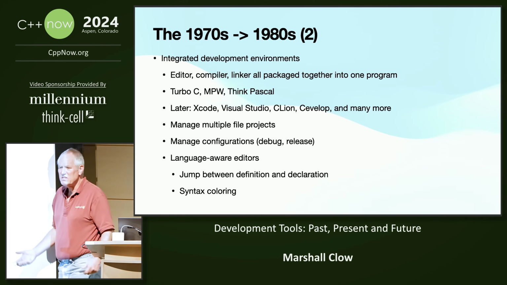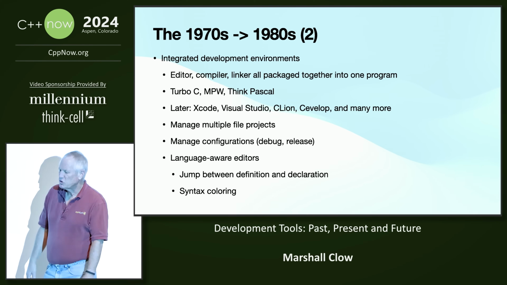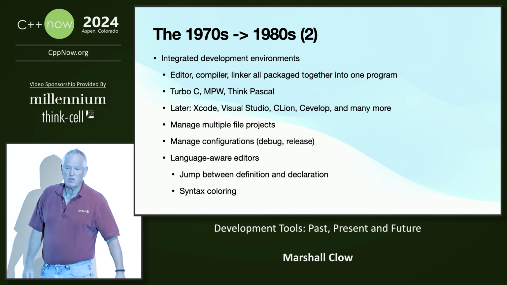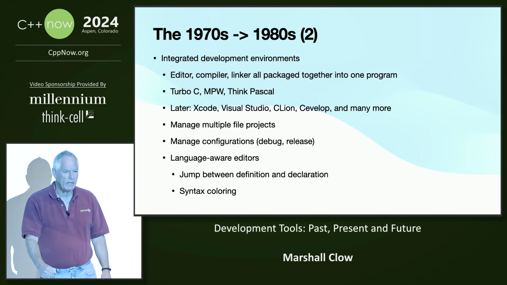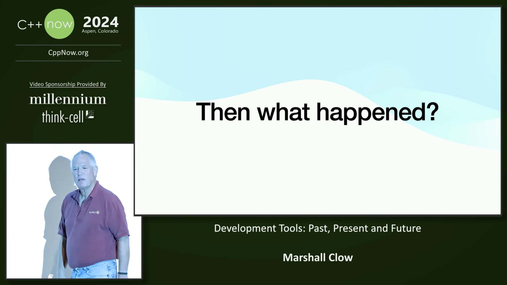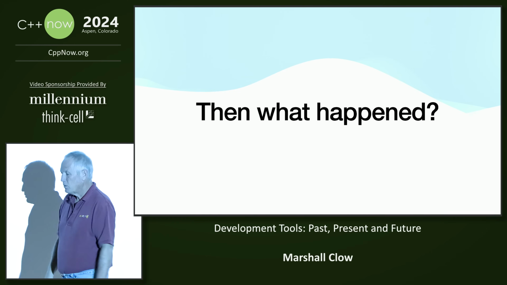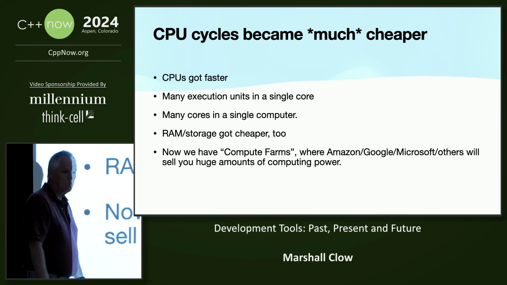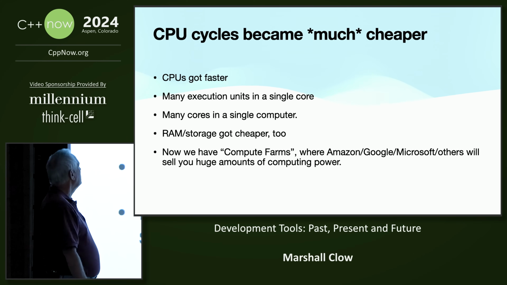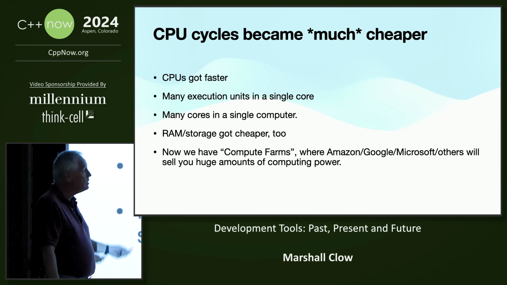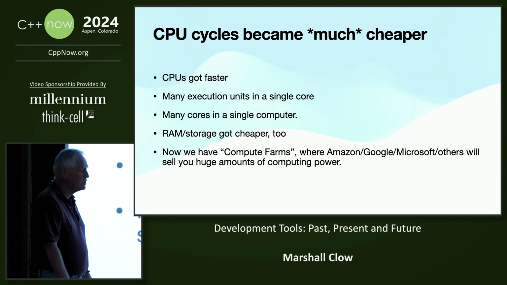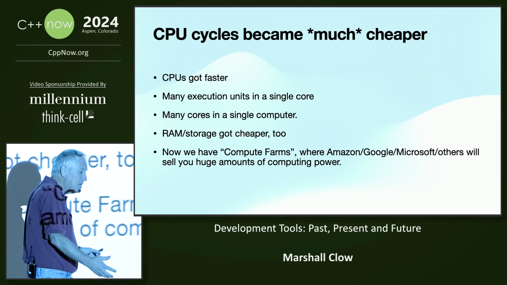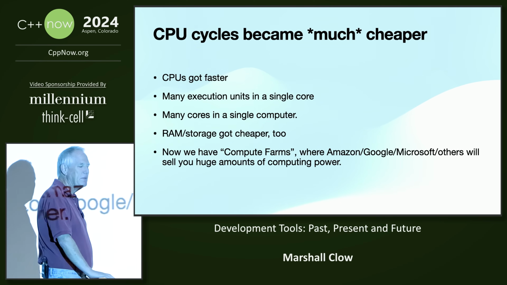And at the end of the 1980s, I had just finished working for a little company in Oceanside. We were doing printer drivers for macOS, and I thought the development tools were really, really great. Then what happened? We started the 90s. CPUs got faster, lots faster. People started putting multiple cores, or multiple execution units on a single core. We got many cores on a single computer. RAM got cheaper. I had a big machine in 1980. It had 8 megabytes of RAM.